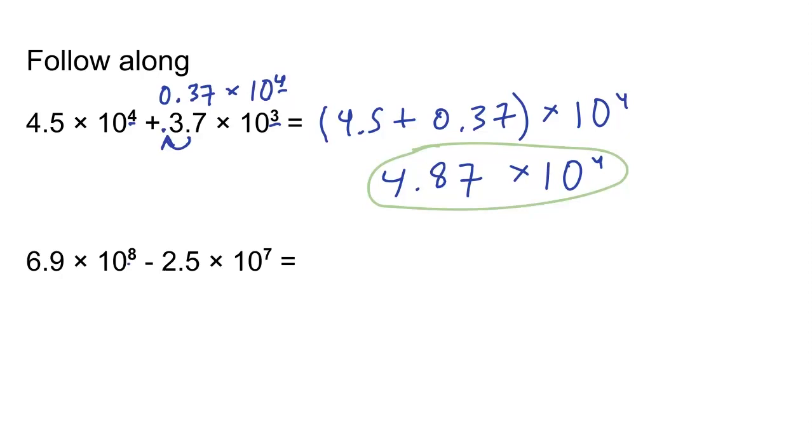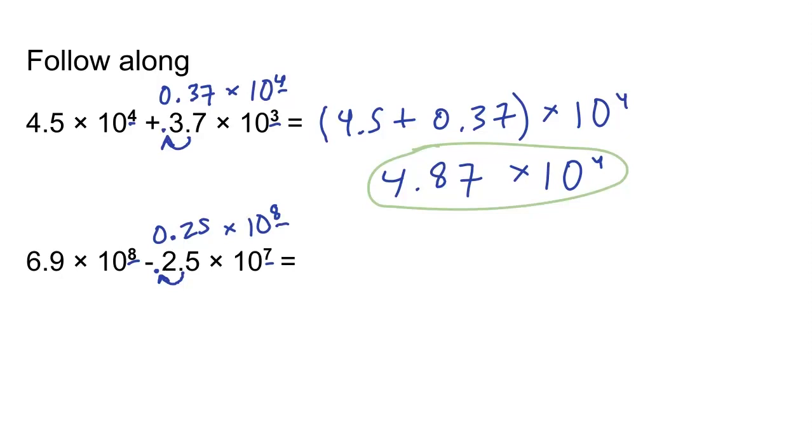And once again, I have different exponents, so I need to make them have the same exponent. So I can move the decimal point in the second number one space to the left, which gives me the coefficient 0.25. And since I moved the decimal point to the left one space, I need to add 1 to the exponent. So the 10 to the 7th becomes 10 to the 8th. And now I have the same exponent.